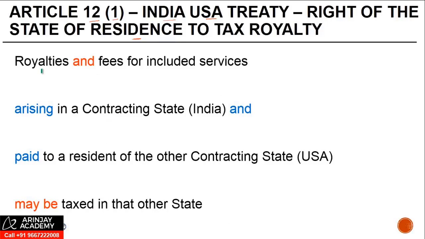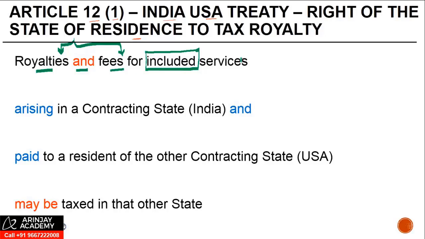So this clause says royalties and fee for included services. Now, in 9 out of 10 treaties, you're going to find the words fee for technical services. Under the India-US Treaty, instead of technical, the words used are included services. Okay? So if the payment qualifies as either royalty or fee for included services, the definition of both of these is something which is going to be available during the course of our discussion in the next few slides.